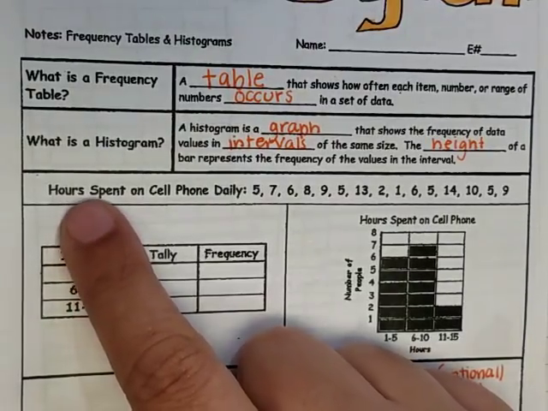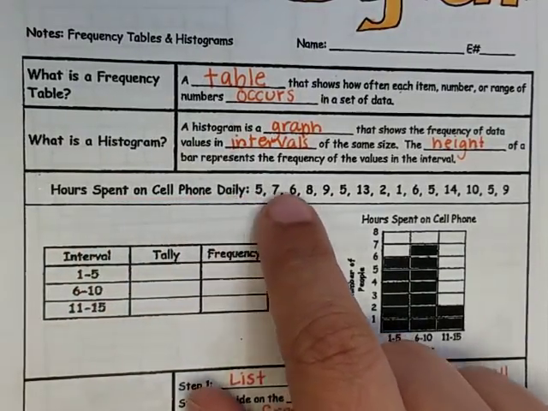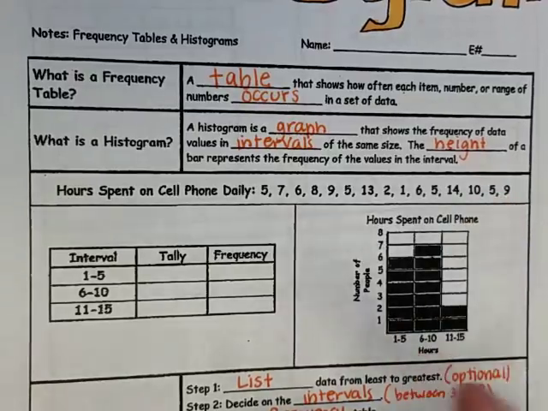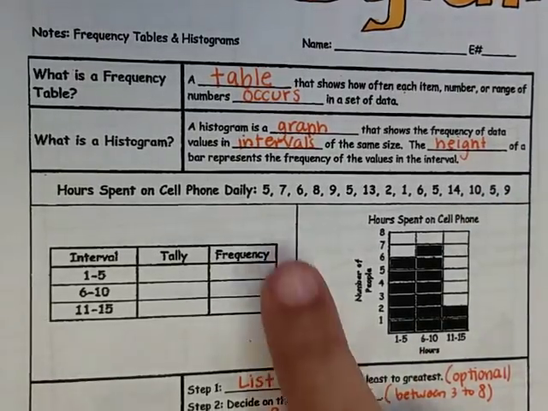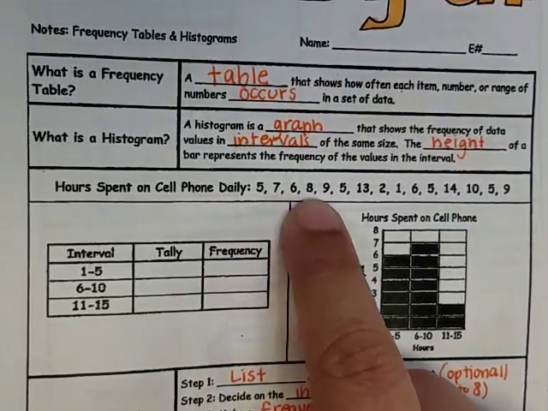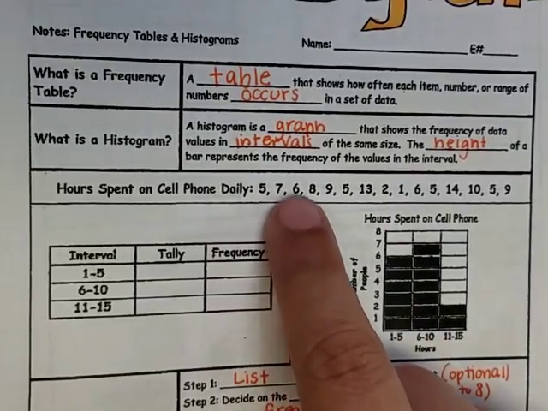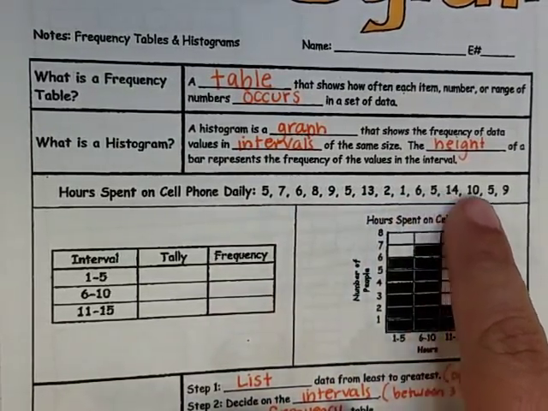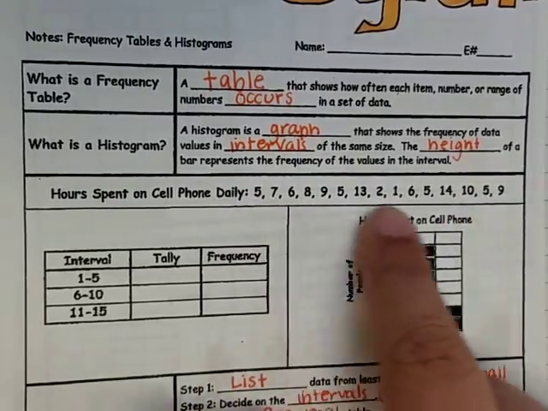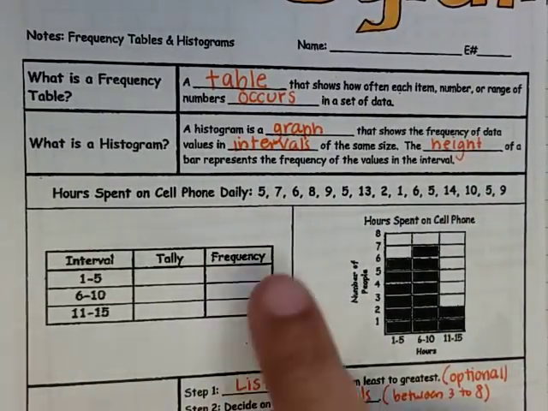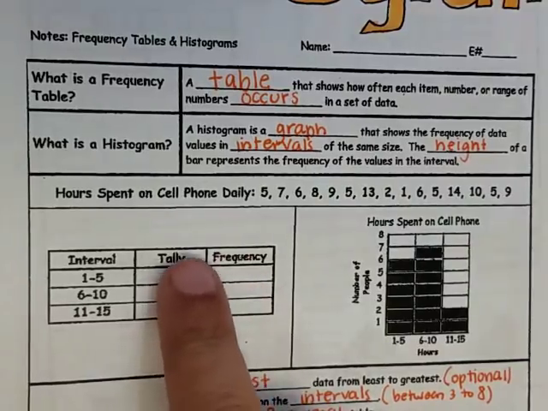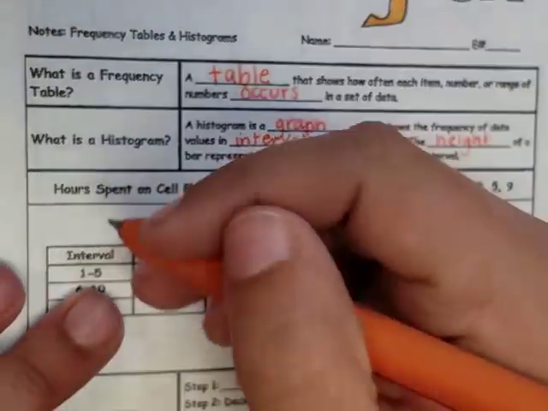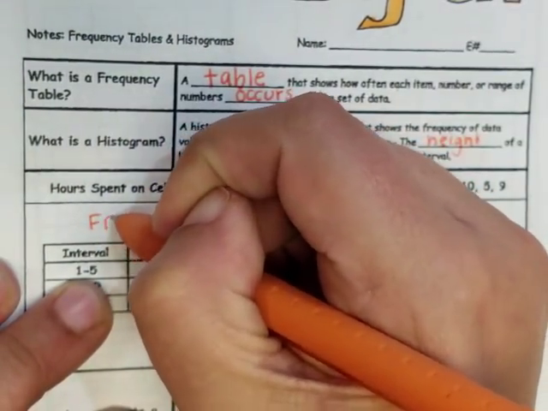So right here, hours spent on cell phone daily, taken from a group of people. So 5 hours, 7 hours, 6 hours, and so on. So there's 1, 2, 3, 4, 5, 6, 7, 8, 9, 10, 11, 12, 13, 14, 15 people were surveyed, and they gave different amounts of hours. So what we're going to do is create our frequency table over here. So this is our frequency table.